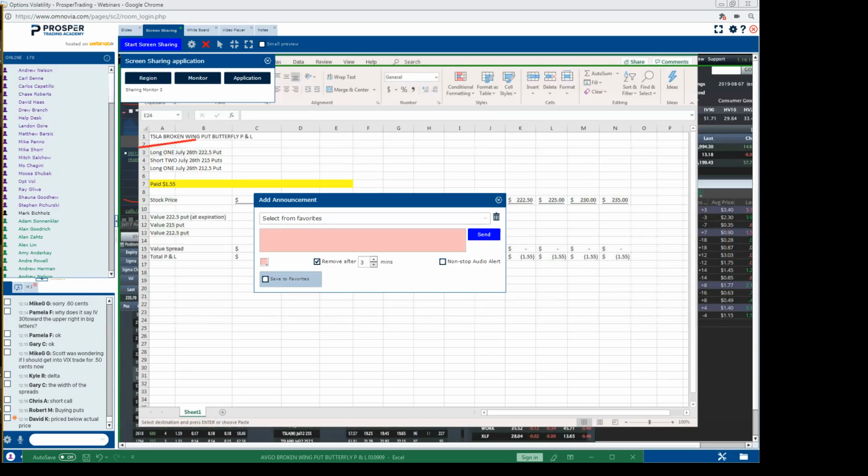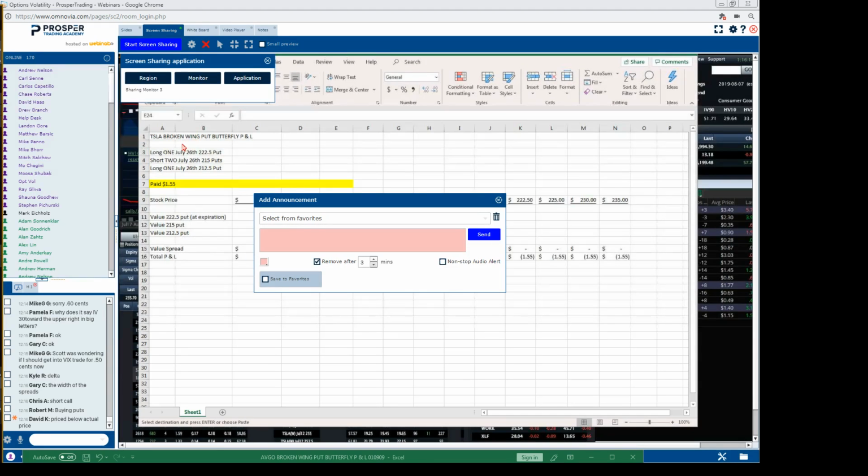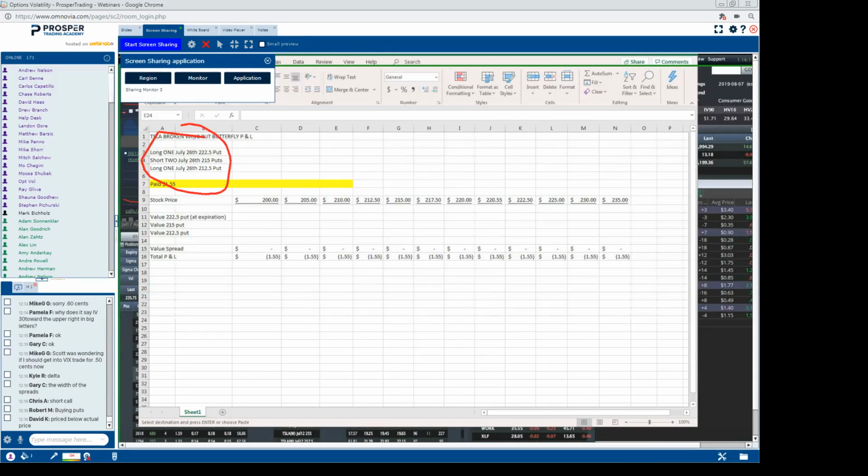okay, here is the breakdown of what this position is. Okay, everybody see that? I'm long a 222.5 put, right? That's the first strike. I'm long the 222.5 put. And I'm short a 215 put. Right? So I'm actually long a $7.50 wide put spread.